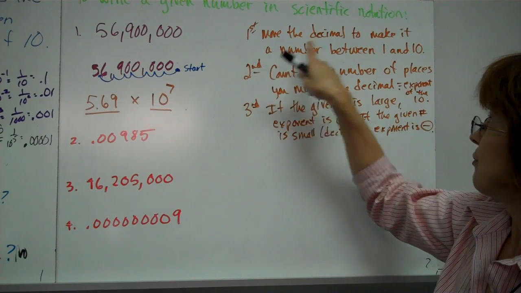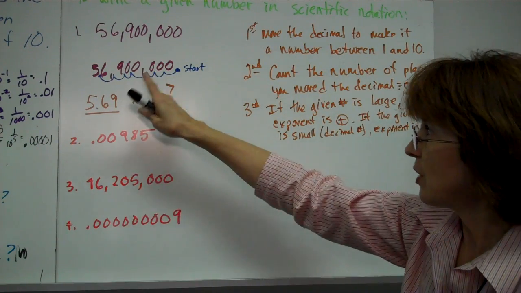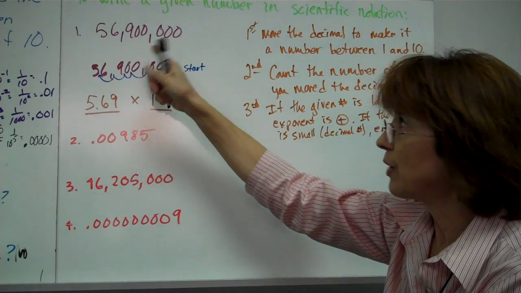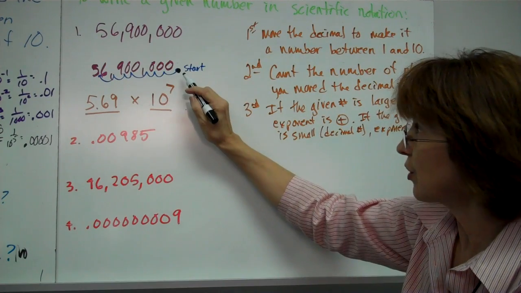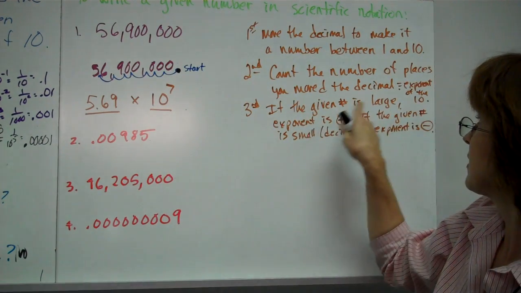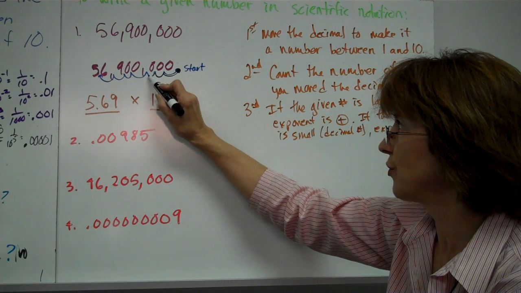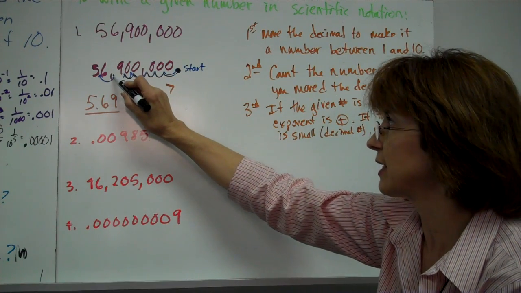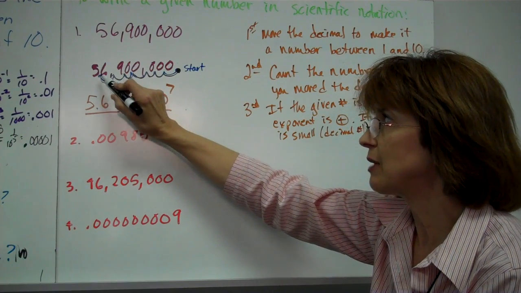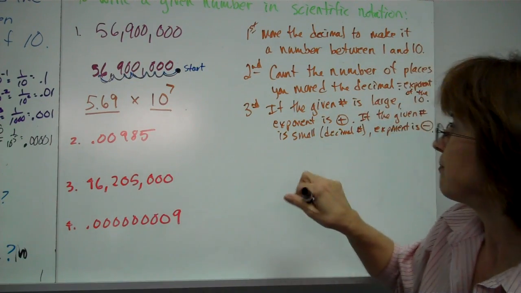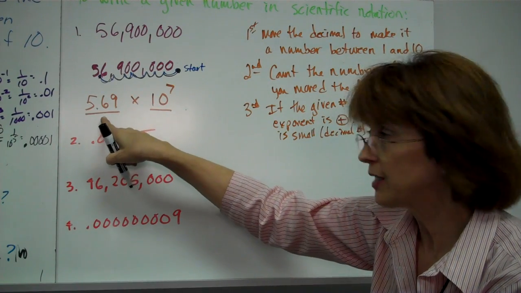All right, well, first of all, you want to move the decimal to make it a number between 1 and 10, because obviously that's an important part. So I got to move the decimal. Well, if a number doesn't have a decimal, remember the decimal's at the end, which is where we start. Then you want to count the number of places you needed to move the decimal. All right, so you have to go 1, 2, 3, 4, 5, 6. Is that between 1 and 10 yet? Nope. And then 7. So you have to move it 7 places. And you get 5.69 because that's where the decimal landed, and that is a number between 1 and 10.